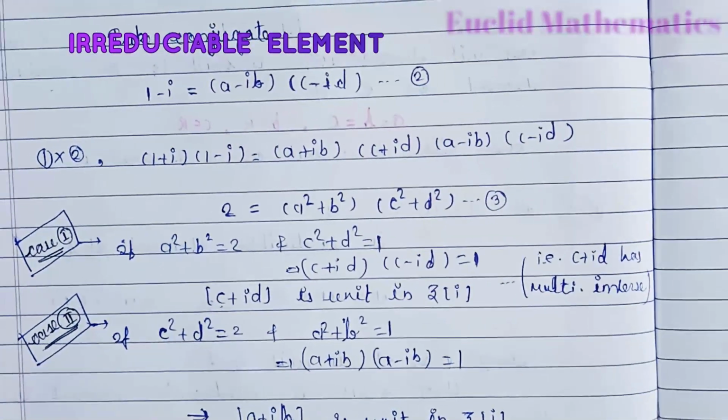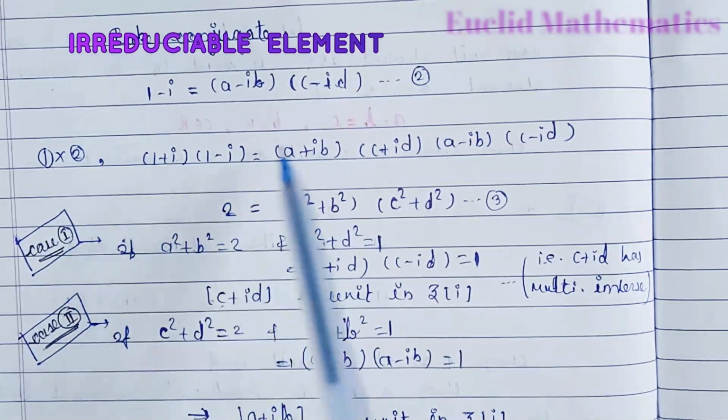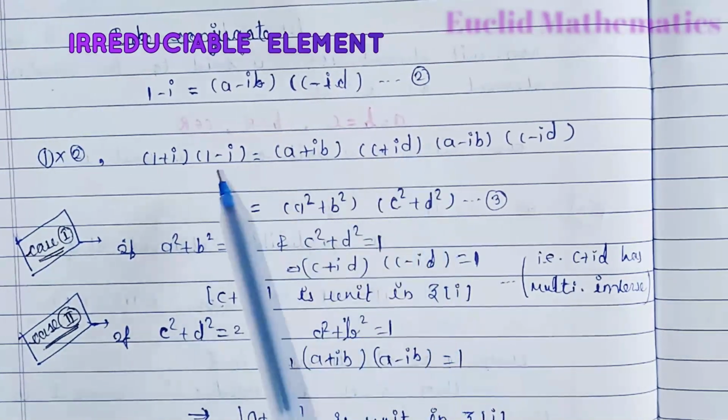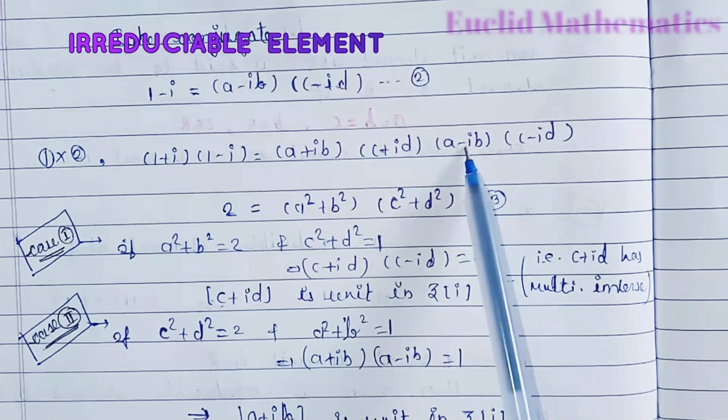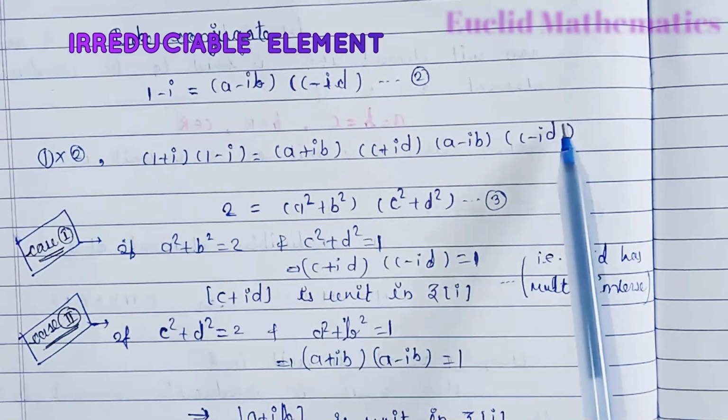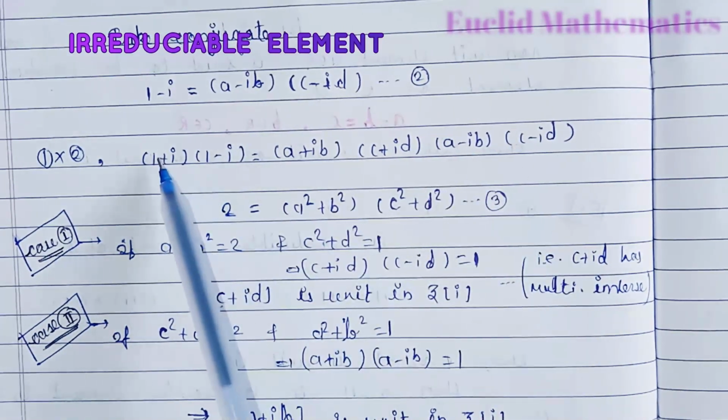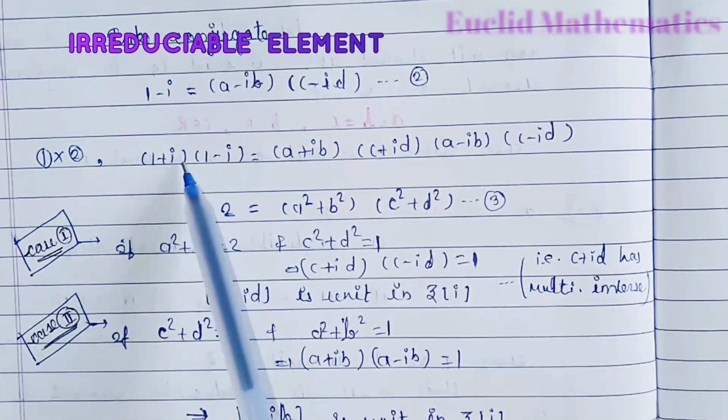Multiply 1 plus i into 1 minus i. So 1 plus i is considered as a plus ib, c plus id, and 1 minus i is considered here as a minus ib, c minus id. So a plus ib into a minus ib gives a square minus b square.